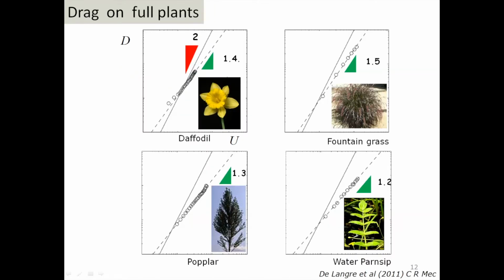There's been a lot of data produced by people working on the drag on plants or parts of plants, and here are just a few examples: a single plant, a daffodil, or a much more complex mountain grass. This is a full poplar that people have instrumented, and this is a water pansy, so in water. For all these plants, however diverse they are, you can see that the drag law is something like U to the 1.2 to 1.5. There's something common to all this, although the geometries are so different.